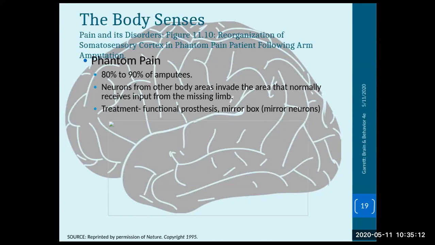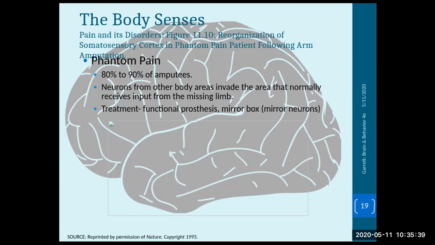There's been movement on one area, and when the information is shared back and forth, there is a discrepancy. There is a problem. So that causes pain. That causes the alarm system to go off. So neurons from other body areas invade the area that normally receives input from the missing limb. So the reason you're still feeling something is because you're getting a signal from whatever took over that area.